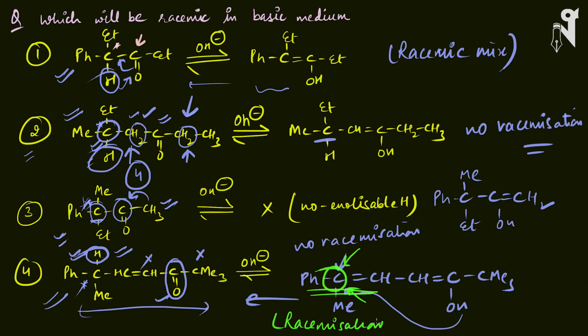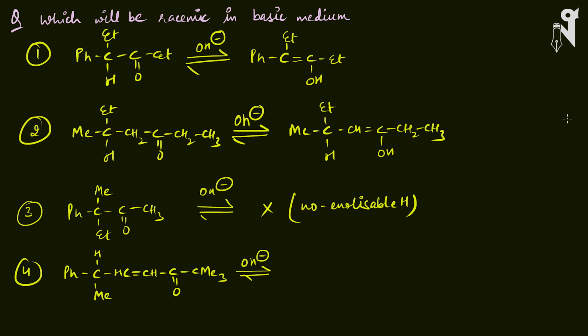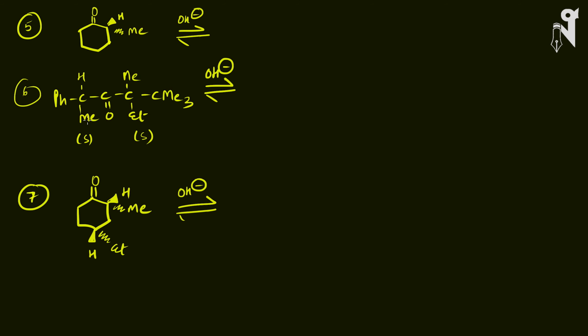So this will give you racemic mixture. Okay, this is how you have to judge whether the racemic mixture will form in the respective compound or not. Now look at this. These are the questions. I have given you OH minus conditions. You have to just tell me whether racemization will take place or not. Think about it, take your time, and then solve it, and then I'll discuss.